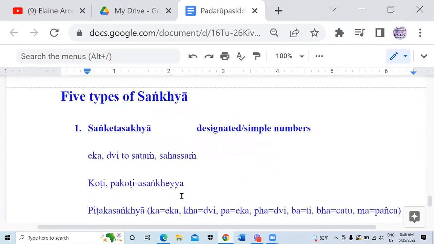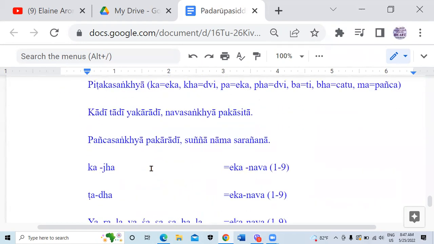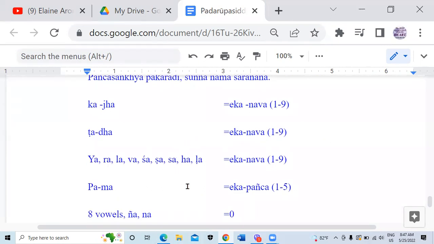Nunyana matranyana. Is it Navasancha Pakasit Kari Tadi Yakaradi? Navasancha Pakasit Yakaradi. Is it number or not? Nine. La. Yes, nine. Yeah, Yara. Ya la wa sha sha sa ha la ya na. Yes, correct. Good.